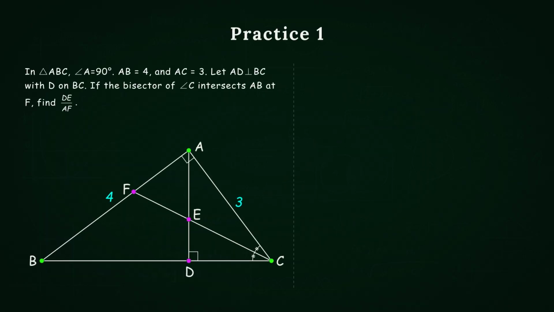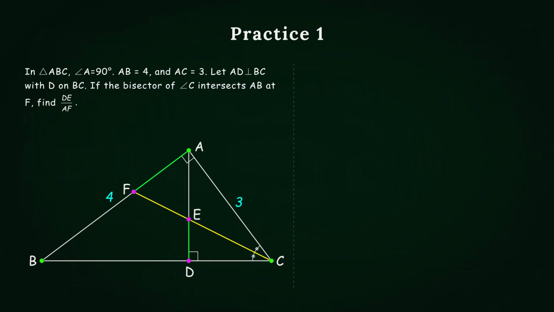Let's look at this question. In a right-angled triangle ABC, where angle A is the right angle, AB equals 4 and AC equals 3. AD is perpendicular to BC. CF is the angle bisector of angle C. What is the ratio of DE to AF? We notice that there is an angle bisector here, and we need to find a ratio. Of course, you could calculate the exact lengths of DE and AF individually, but that would be quite time-consuming.